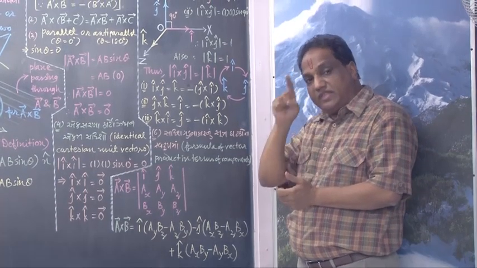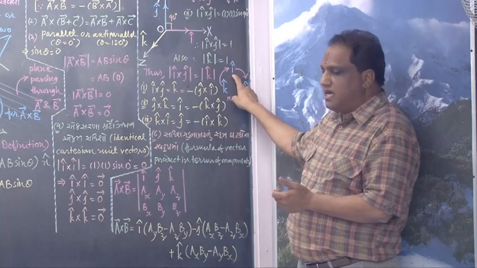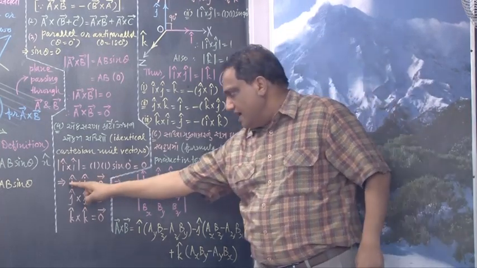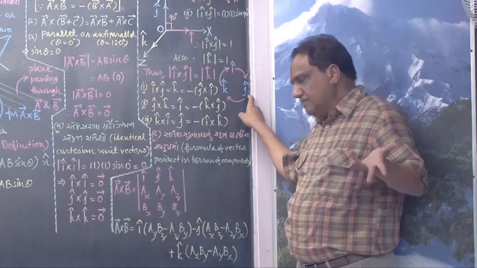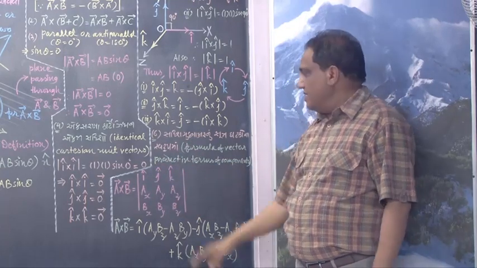Yes. And if you stand there only, then it is a zero vector. I hat cross I hat is the zero vector. J hat cross J hat is the zero vector. K hat cross K hat is the zero vector. And now the last property.